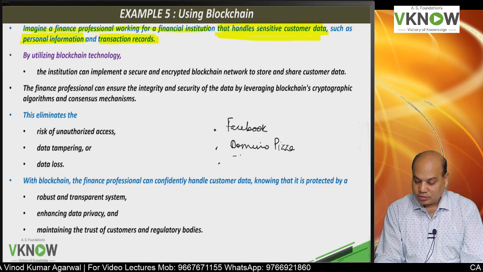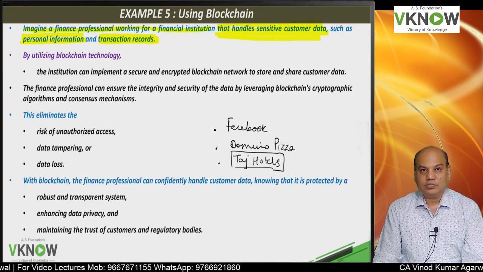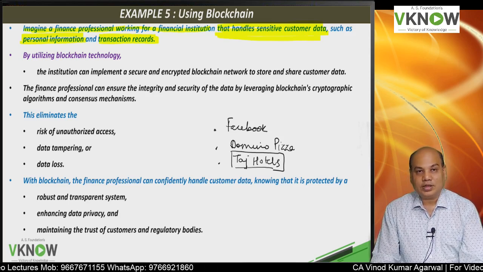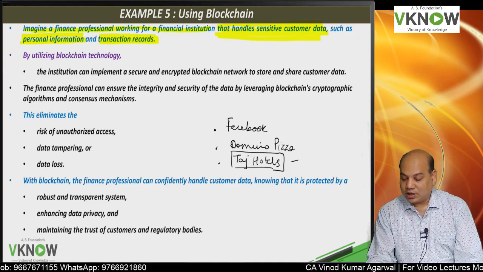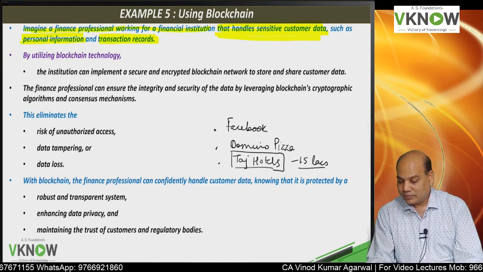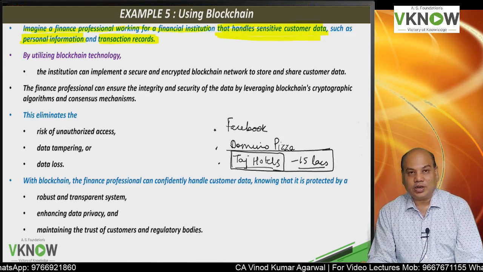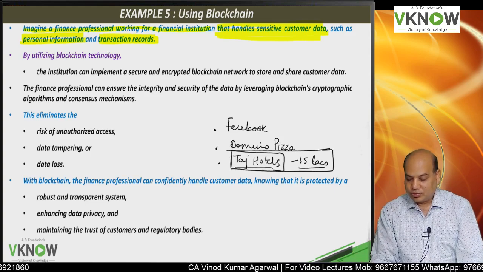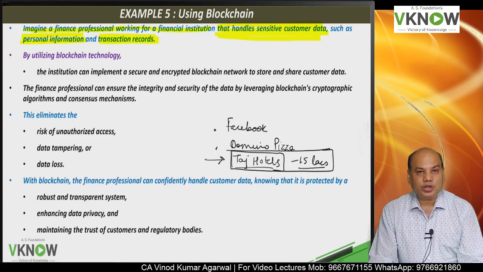Then in case of Taj Hotels, data of customers is alleged to be leaked. Although this company said no, the data is not leaked, the newspaper headline says there is a possible leakage of data of 15 lakh customers. OMG. Customers give their credit card details, their Aadhaar details, PAN details, address, email, phone number. So imagine if so many customers' data gets leaked, it will seriously affect the reputation of the organization.